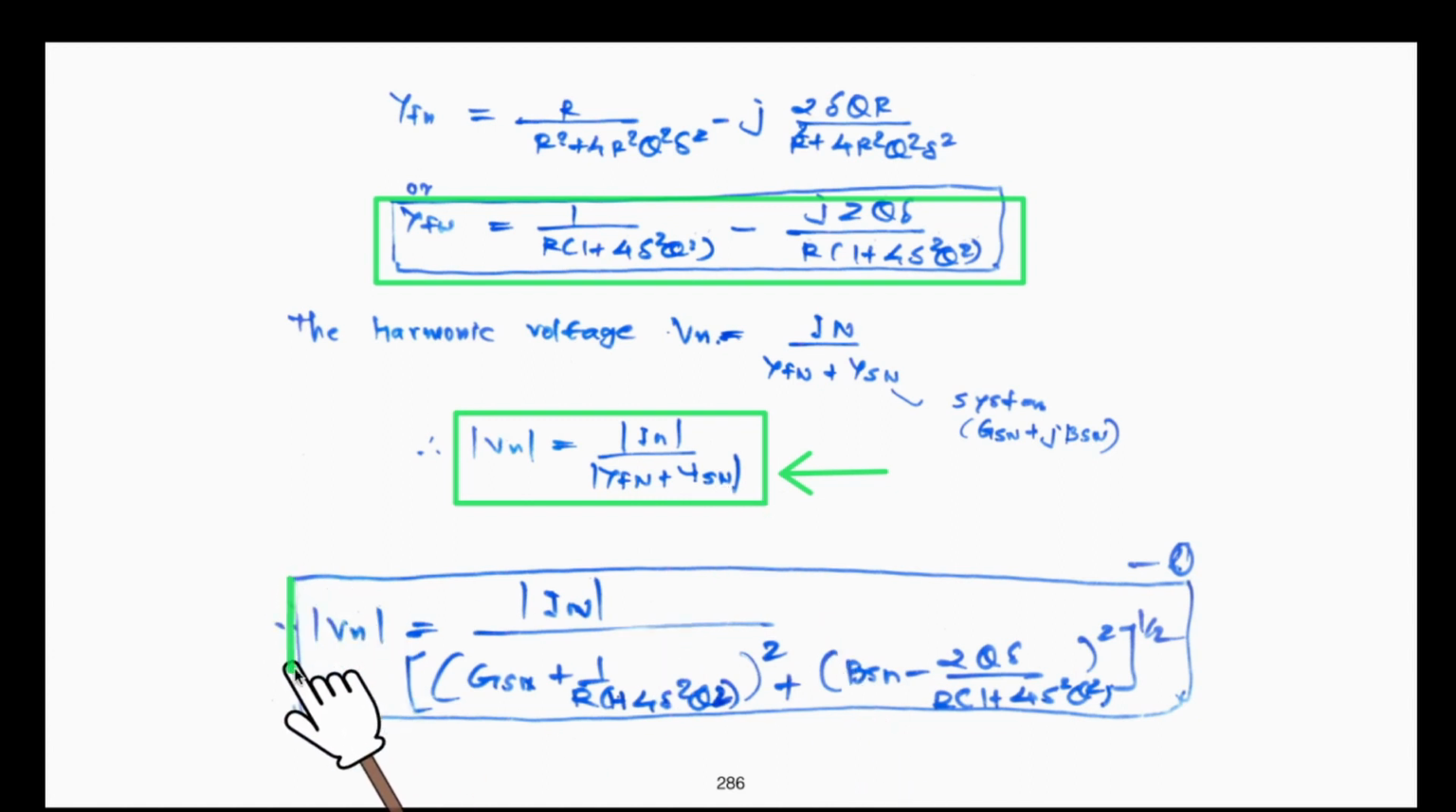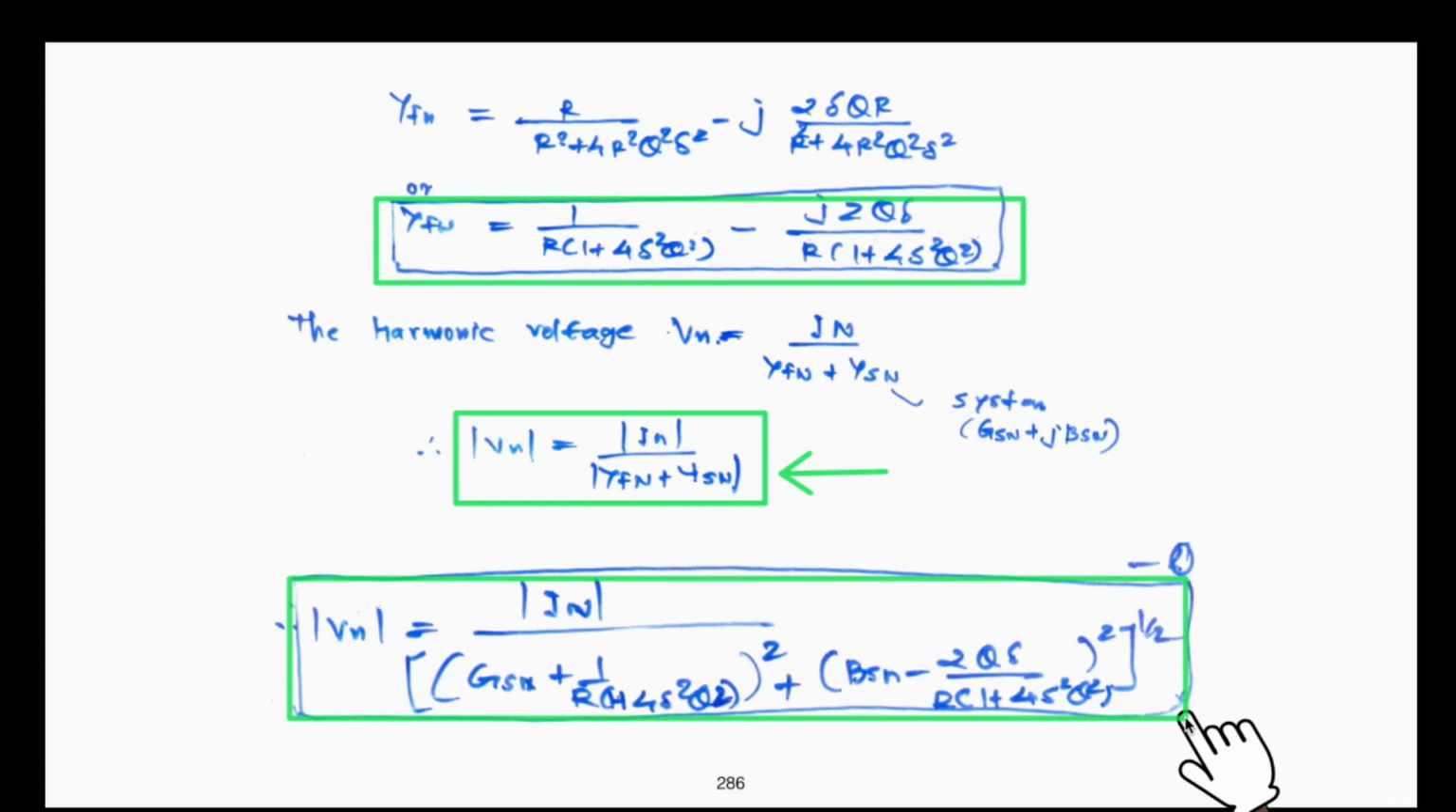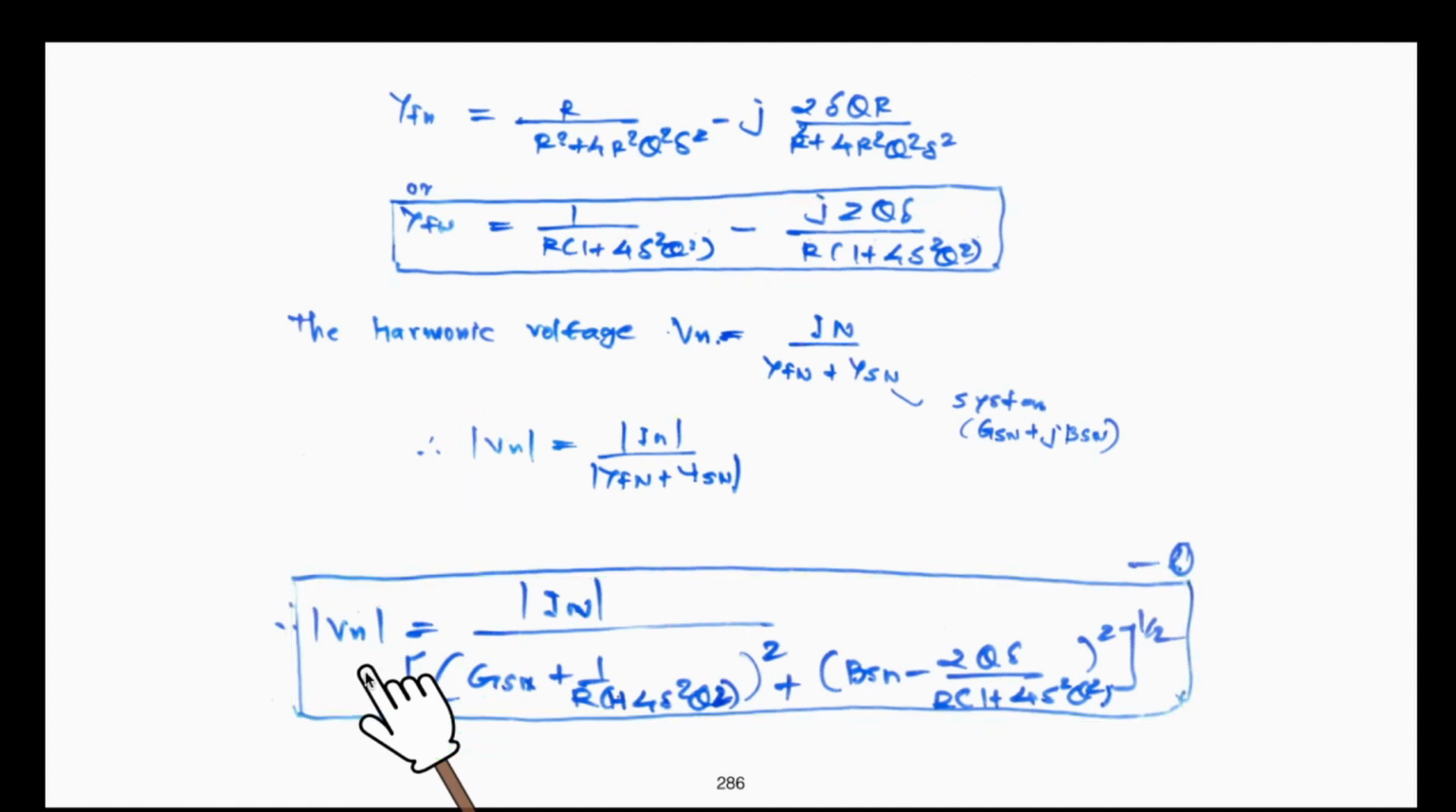After substituting, the equation becomes somewhat more complex, isn't it? So here there are two terms again, the GSN and then BSN, conductance and susceptance with respect to the network. And now the ultimate aim is that we want to minimize the value of Vn, so that there is a minimum voltage appearing for the nth harmonic across the filter in the network. So this voltage we would like to minimize.